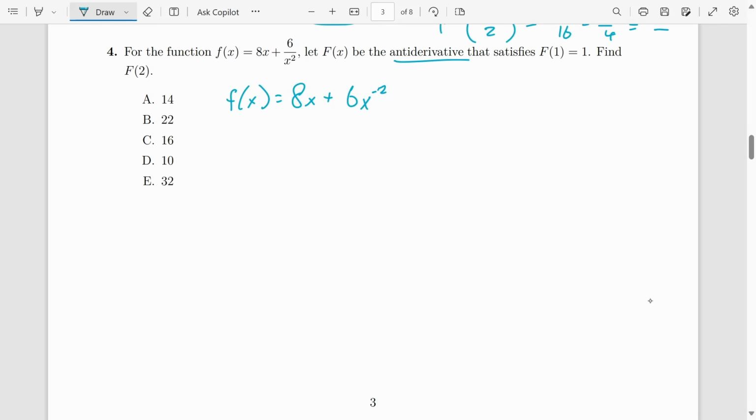All right, so big F of x now. How do we find this? We go kind of in the same way. We go term by term, so we just find each term individually. So let's look at 8x now.